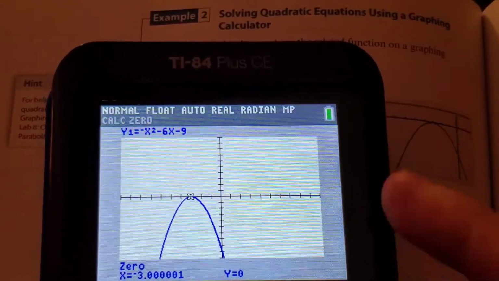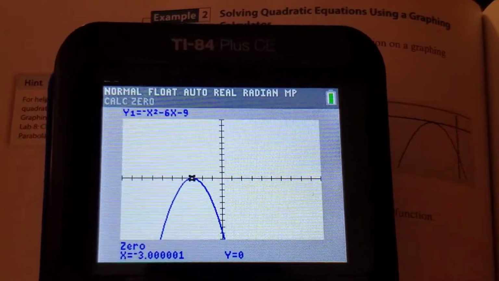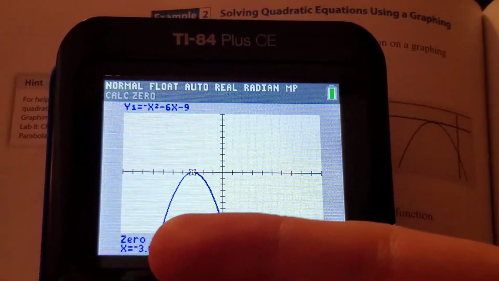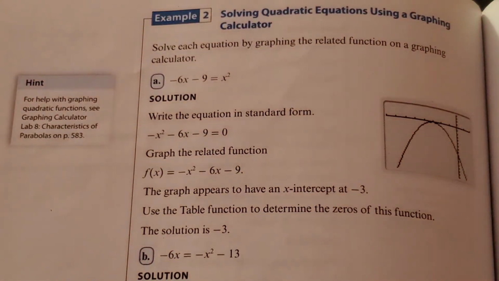3.00001. So right here, I know that the calculator is kind of like estimated where the 0 is. I still know it's negative 3. It's not just 3. It's negative 3. You see right there, negative 3. And so the book says it's negative 3 too. And that's what it is.